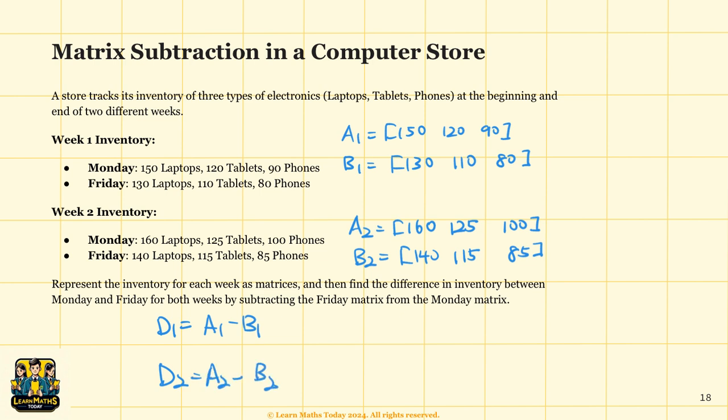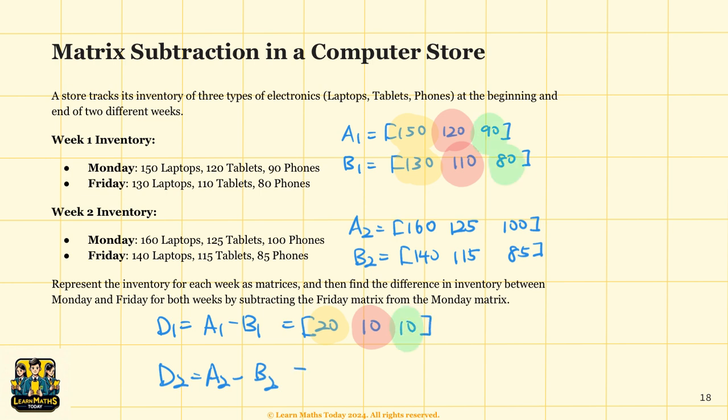So for D1, we have 150 minus 130 for the first entry. We get 20. Second entry, we have 120 minus 110. We get 10. And the last entry, we have 90 minus 80 equal to 10.